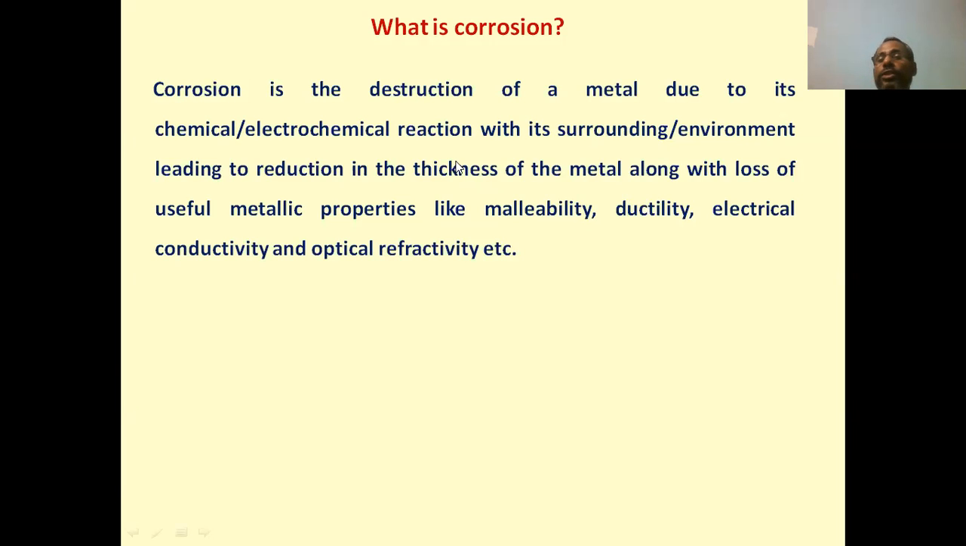Right? So corrosion is nothing but a process in which there will be loss of a material, right? Why loss of material? Because some part of the material will be used to form the compounds over its surface, right? So there's a loss of a material, and ultimately the thickness of the metal decreases. Also there is a loss of useful metallic properties.